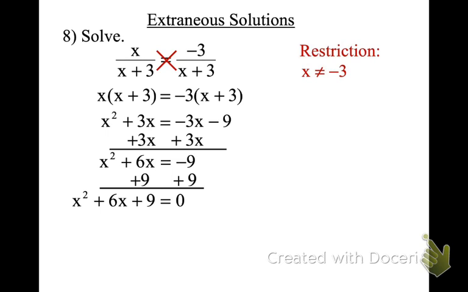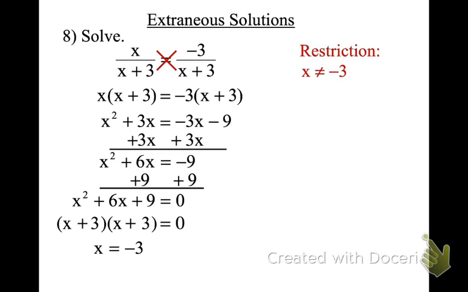How do I factor that? What multiplies to 9 and adds to 6? x plus 3 times x plus 3. x plus 3 squared. And so what? I only have one solution. There aren't 2 negative 3's. You don't need to write that answer twice.